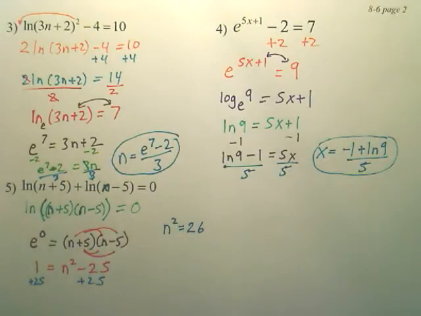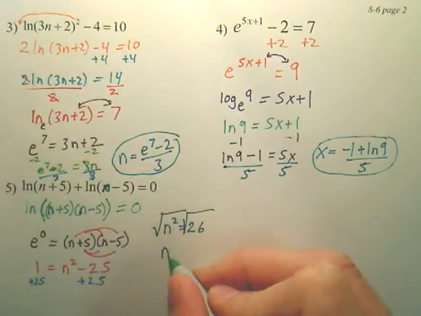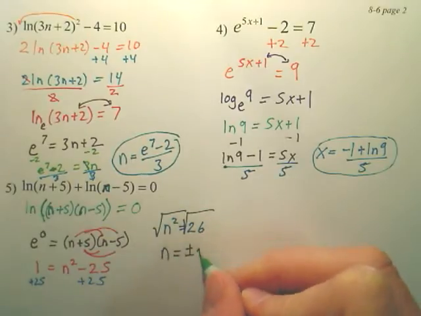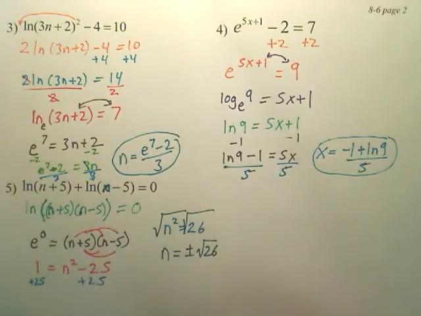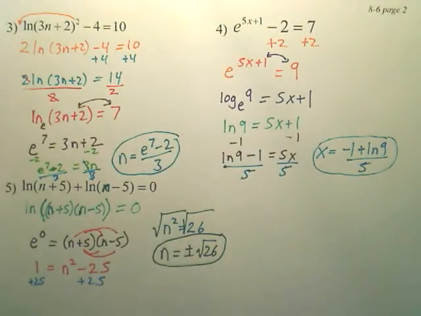Now, how do you get rid of a square? Square root. So I could square root both sides. So n equals plus or minus the square root of 26. Does 26 reduce? Is there a square number in 26? No, all 26 has is 2 and 13, and neither of those break down to square numbers. So those are your answers: positive and negative square root 26.